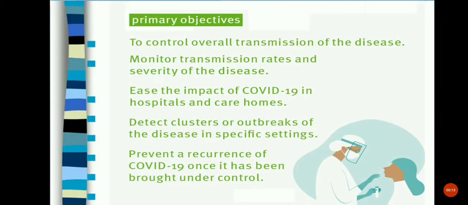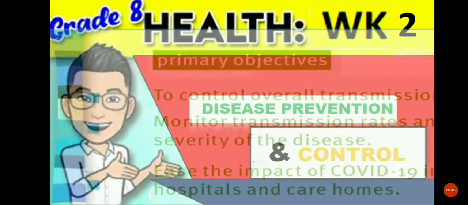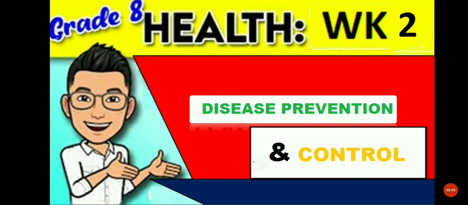Our primary objectives are to control the overall transmission of disease, monitor transmission rates and severity of the disease, monitor the impact of COVID-19 in hospitals and care homes, detect clusters of outbreaks of the disease in specific settings, and prevent the recurrence of COVID-19 once it has been brought under control. In today's lesson, we talk about disease prevention and control.